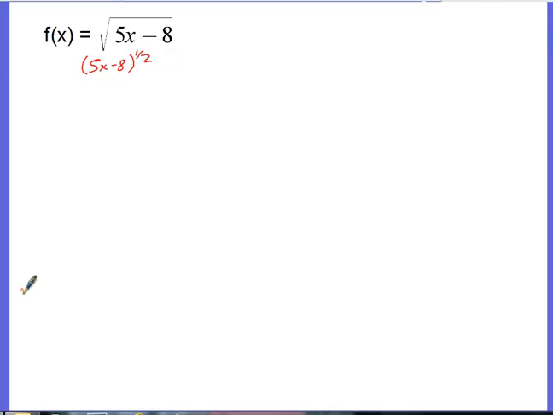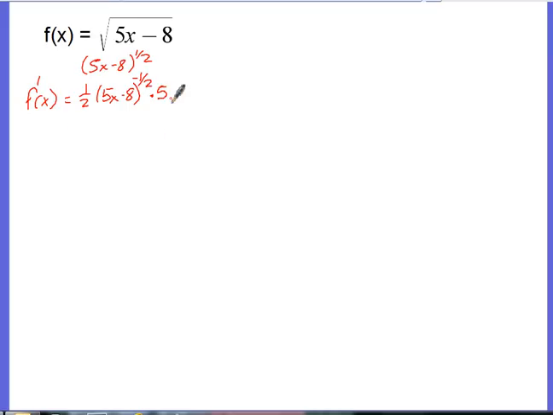Right? And then when I took the derivative, what rule would it be actually? Chain rule. Why is it the chain? There's two functions, one's inside the other, correct? So then what would it be? So 1/2 comes out of the front, 5x minus 8 to the negative 1/2, times just 5.